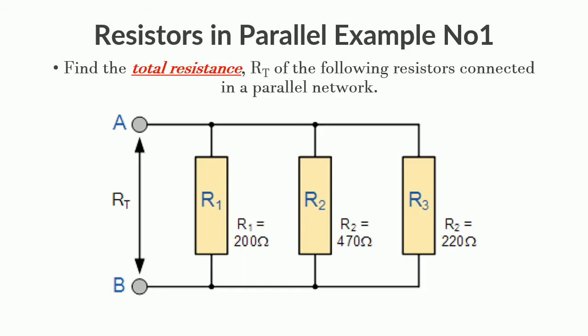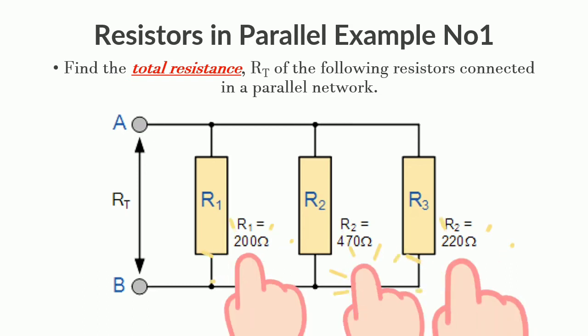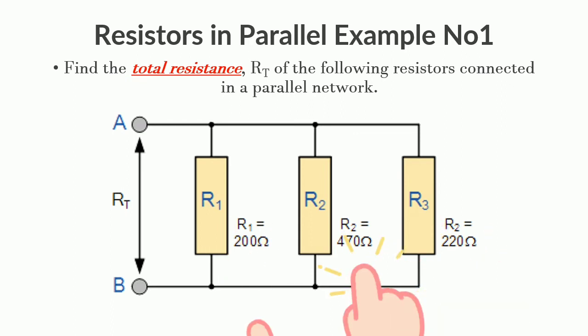So let's take the first example in resistors in parallel. Find the total resistance, or R sub t, of the following resistors connected in a parallel network. So here, meron tayong value ng R sub 1 na 200 ohms, R sub 2 na 470 ohms, and R sub 3 na 220 ohms. So what is the formula to find the total resistance?